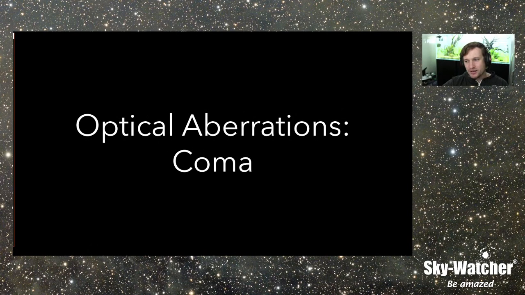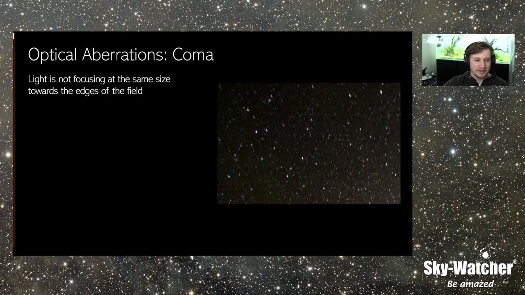Coma. Right after chromatic aberration, I think coma is one of the most common aberrations that we see, because it exists in one of the most popular designs. As many of us know, the light is not being focused the same from the center of the image to the outer portion of the image. And this gives us stars that look like little comets or flared tails at the end there.